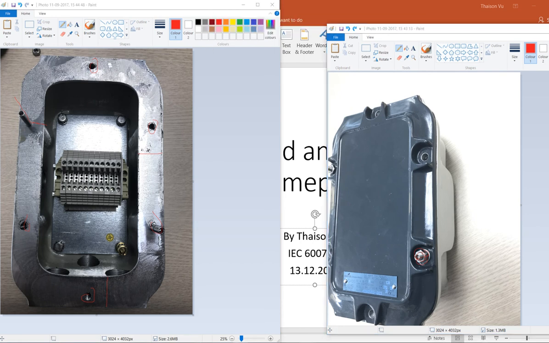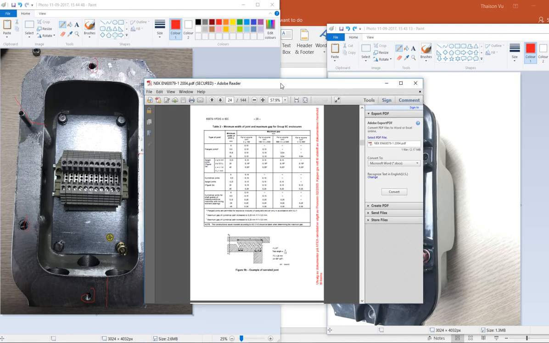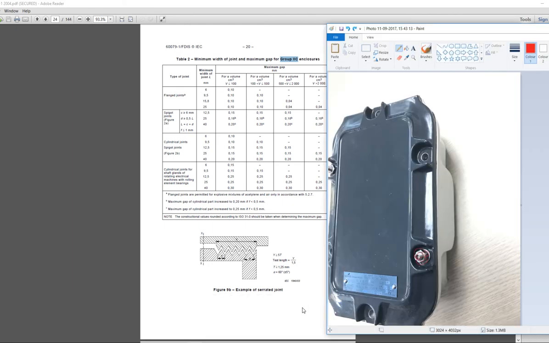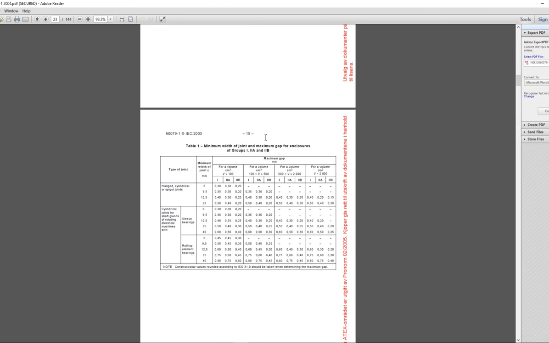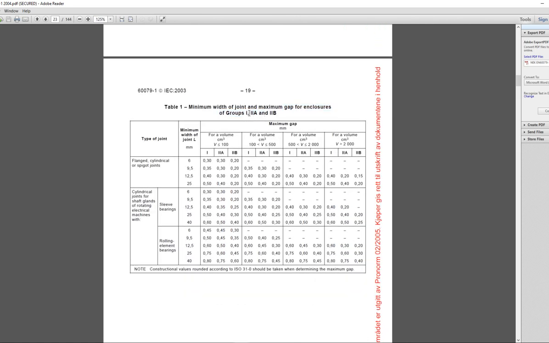Now we're going to look through the standard, how to calculate the flame path, the length and the gap. So here's the EX d standard 60079-1 and table 2. But this is for gas group 2C. As I showed you before, our equipment here is marked with 2B. So there's another table up here. You see this is 2B, 2A, and group 1.